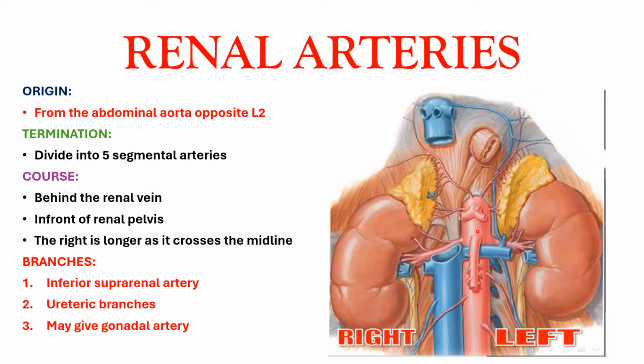This is the abdominal aorta. This is the vena cava. This is the renal artery. This is the right renal artery, and this is the left renal artery. So what's the origin of the renal artery? The renal artery comes from the abdominal aorta, opposite the L2 vertebra.